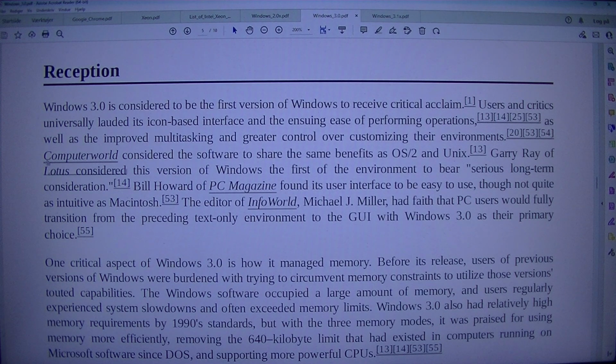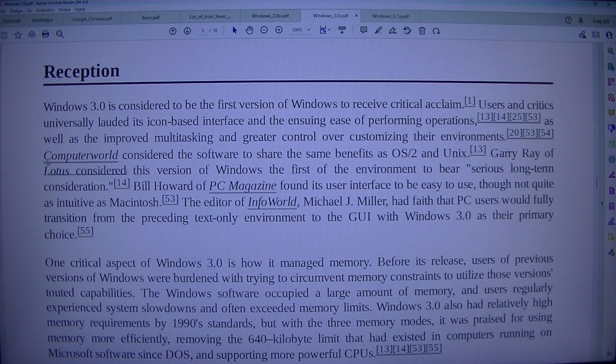as Macintosh. The editor of InfoWorld, Michael J. Miller, had faith that PC users would fully transition from the preceding text-only environment to the GUI with Windows 3.0 as their primary course.